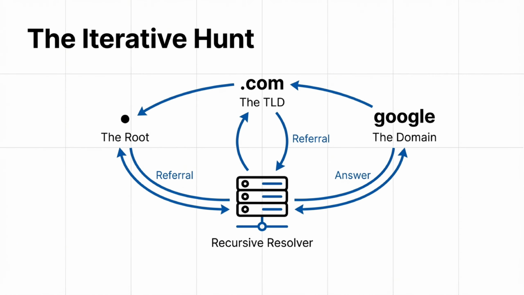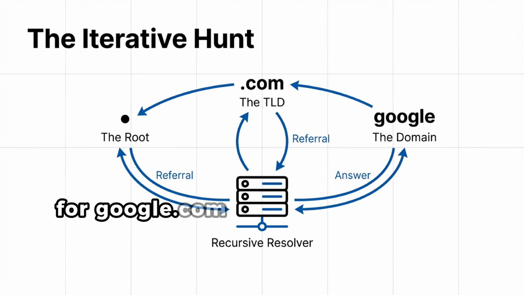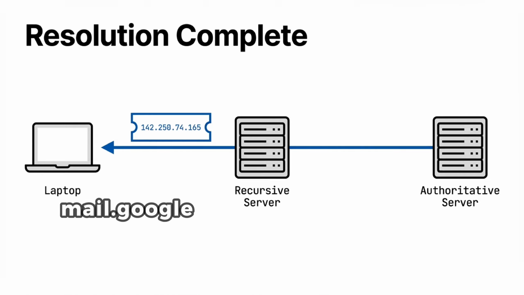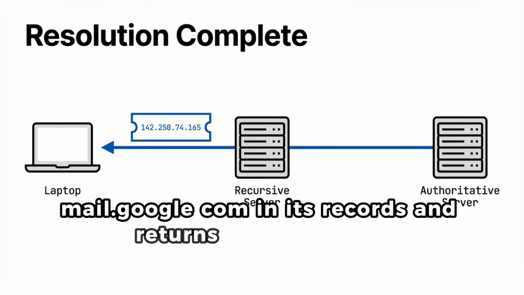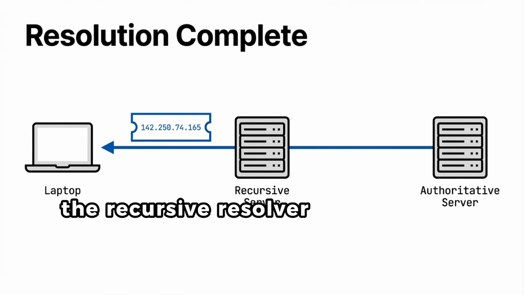Step 3. Ask the authoritative name server. The recursive resolver contacts one of Google's authoritative name servers for google.com and asks, "What's the address for mail.google.com?" This server does know. It looks up mail.google.com in its records and returns the IP address. Let's say it's 142.250.74.165. Step 4. Return the answer. The recursive resolver now has the answer.